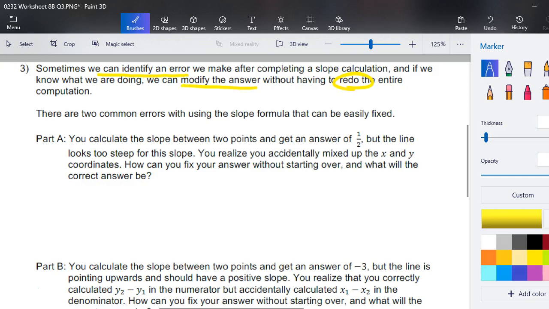There are 2 common errors with using the slope formula that can be very easily fixed. The first one is, if you calculate the slope between 2 points and get an answer of 1/2, but the line looks too steep for this slope, you realize you accidentally mixed up the x's and y's. How could you fix your answer? Well, if it doesn't seem right, like it's a lot too steep for what you're looking at, then you've mixed up your x's and y's. If it was the change in y over the change in x, and you've mixed them up, you have 1/2, well then correct that and make it 2/1.